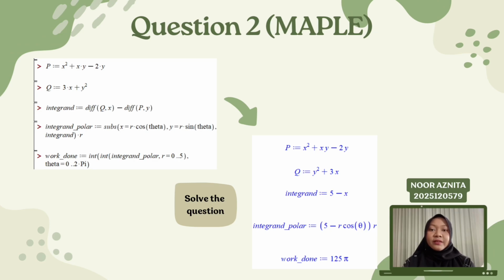To find the final work done, we evaluate the double integral. Our radius r ranges from 0 to 5 and our angle theta goes from 0 to 2 pi to cover the full circle. Maple processes this and returns the exact value of 125 pi.